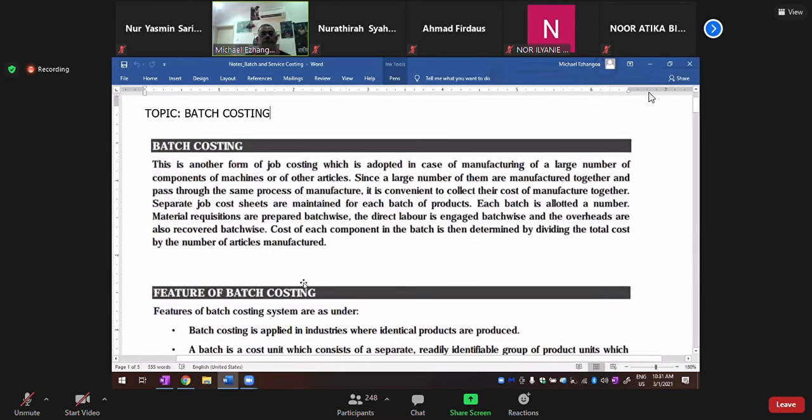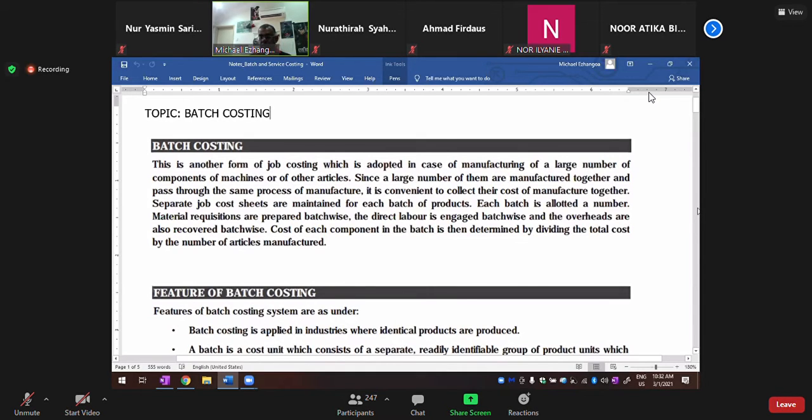As I was explaining, it says it is convenient to collect the cost of manufacture together. Separate job cost sheets are maintained for each batch of products, and each batch is allotted a number. Usually it's a code. Within a factory, we have a code, batch number 123 or 897 or something like that. This is just to differentiate and ensure that the right batch is moving along the right direction.